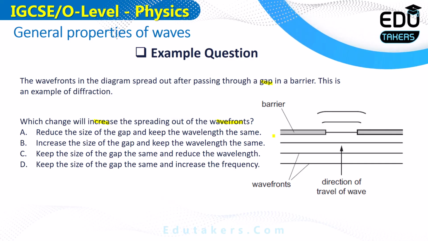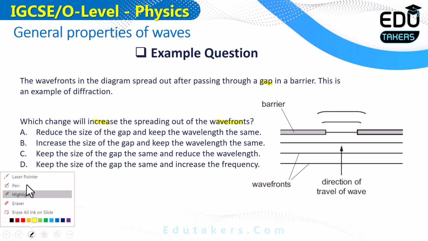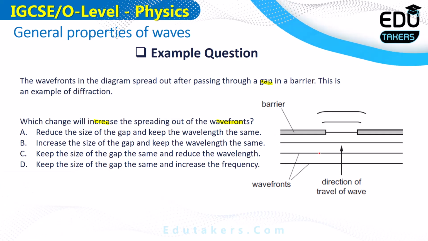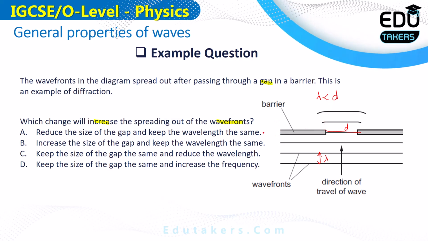It means that here you need to compare the wavelength with the slit separation. You know that wavelength is the distance between two consecutive wavefronts, and the distance between both of these barriers is represented with d. Now you have to compare both of these. In this case, the wavelength is smaller than the slit separation. That's why there is a very minor amount of diffraction.